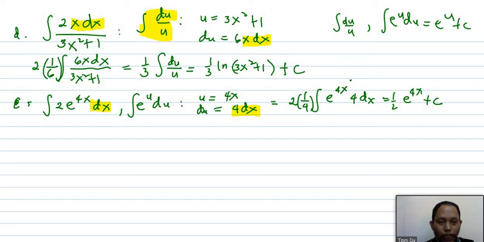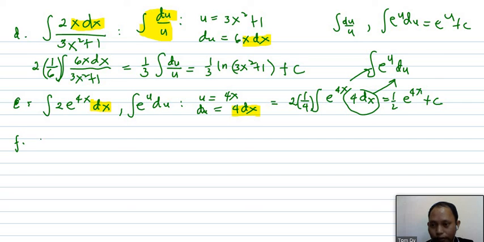Okay, take note of this one. This is e to the u, and then du. Our du equals 4 dx. And then we have another example, EF.